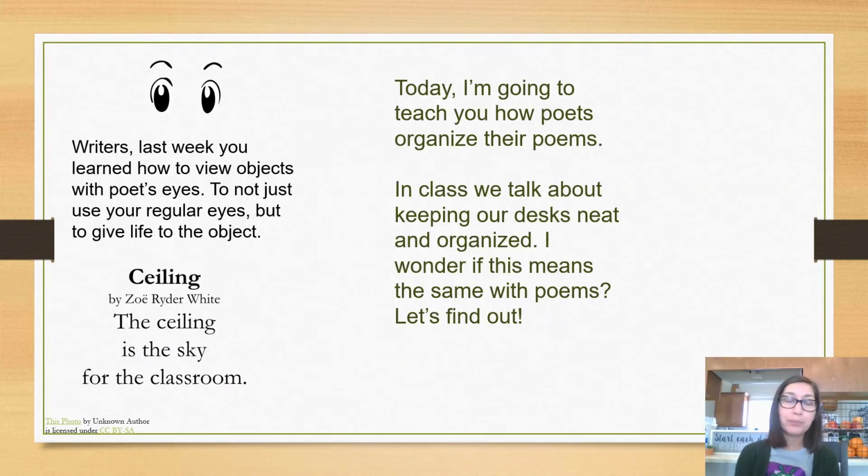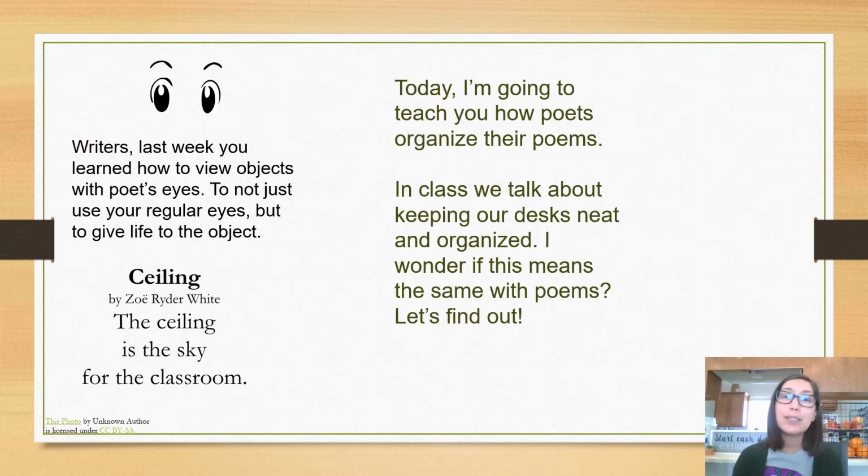Let's begin. Writers, last week you learned how to view objects with poet's eyes, to not just use your regular eyes, but to give life to the object. Remember our last poem from last week, titled Ceiling by Zoe Rider-White. She wrote about the ceiling, and this is the poem she wrote. The ceiling is the sky for the classroom. So she viewed the object of a ceiling as something that could come more to life. She made it more creative. She used her poet's eyes.